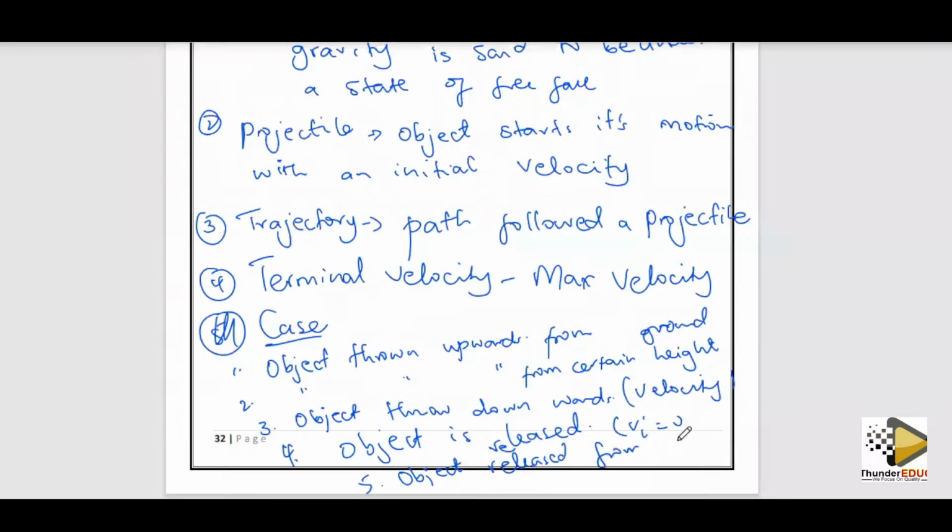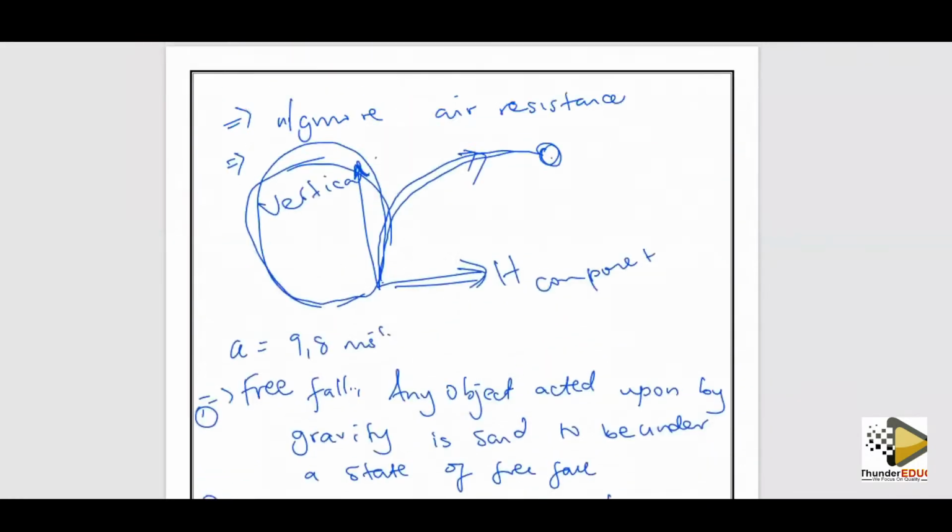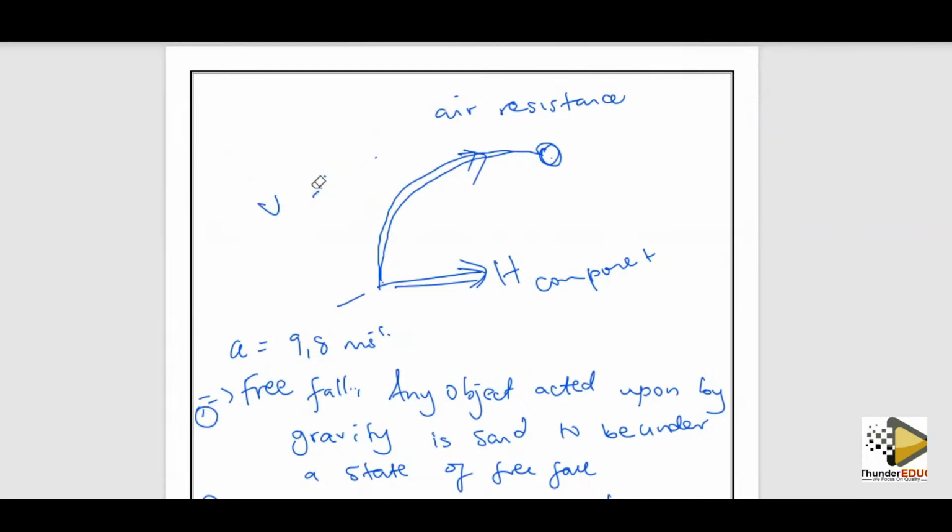Object released from a moving object. An example: if you're in a hot air balloon that is moving upwards and then you drop something, whatever object you've dropped is going to possess the initial velocity. That will be the velocity of that air balloon. Then the other thing that we also need to familiarize ourselves with is Newton's laws of motion.